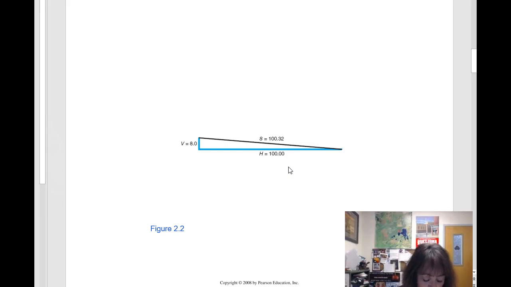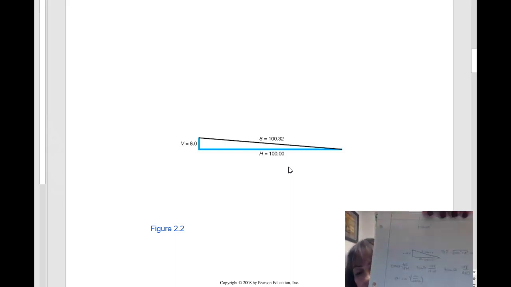So we could find the angle theta, for example, by saying that it would be the inverse cosine of the side adjacent, which is 100, over the hypotenuse, which is 100.32. And we could do that calculation as well. So that's what that looks like.